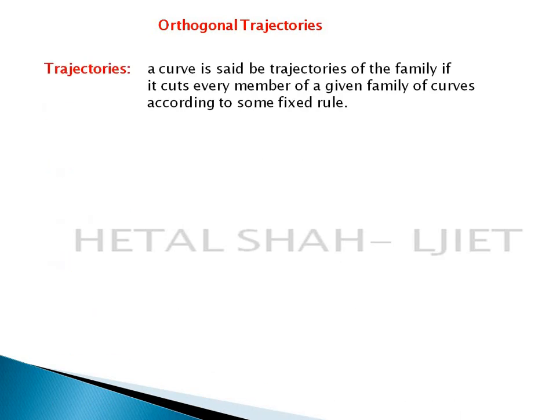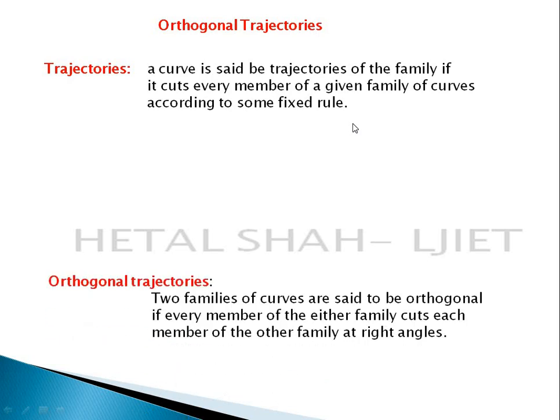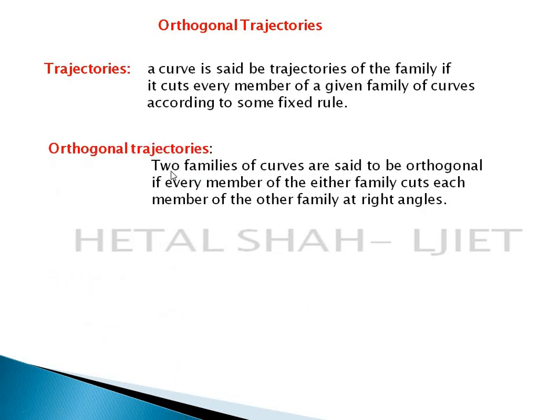Now what are trajectories? A curve is said to be a trajectory of the family if it cuts every member of a given family of curves according to some fixed rule. And what are orthogonal trajectories? Two families of curves are said to be orthogonal trajectories if every member of either family cuts each member of the other family at right angles.